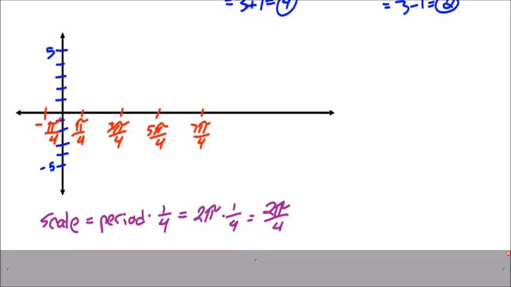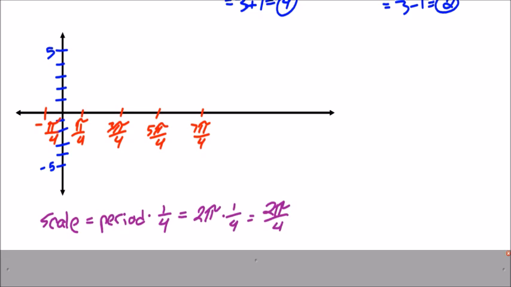The scaling from there is still the same. We're just going to do the period times 1/4. So we end up with a scale of 2pi/4. And if you look at the graph of what I labeled in red, we start at -pi/4 because of the phase shift. And then to get to our next little tick mark, we jump a distance of 2pi/4. So we have -pi/4 plus the scale of 2pi/4. That means our next key point is going to be located at +pi/4.